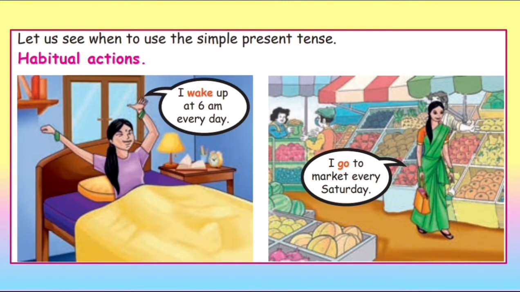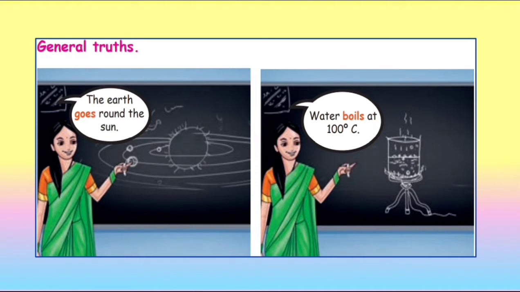Let us see when to use the simple present tense. Now, first we said habitual actions, what we do regularly. I wake up at 6 a.m. every day. I go to market every Saturday. So this is a regular action that you do. We use the present tense. General truths: the earth goes round the sun. Water boils at 100 degrees centigrade. Water freezes at 0 degrees Celsius.